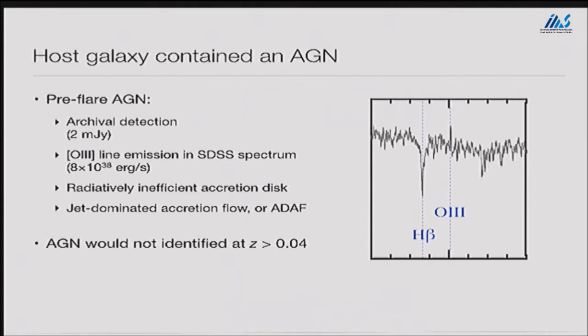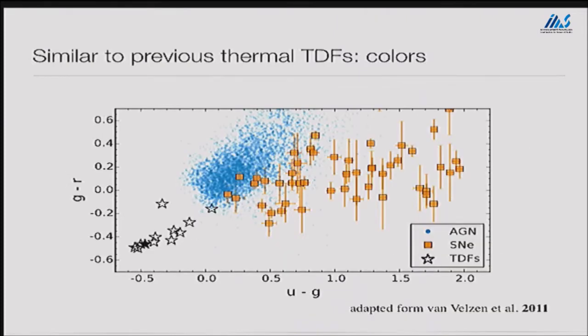And you can call it a jet-dominated accretion flow or an ADAF, but it's definitely not a radiatively efficient source. It's in this hard state. And I think the source is very similar in the optical to previous TDEs. So here's the plot that I made in 2011 from Sloan data, but now updated with all the new tidal disruptions that have been discovered since.